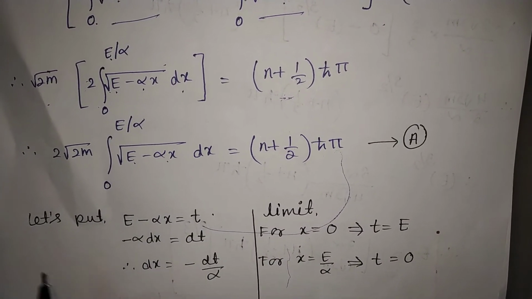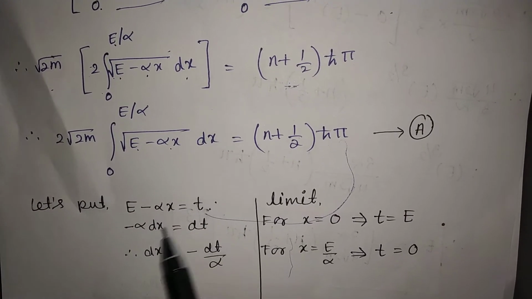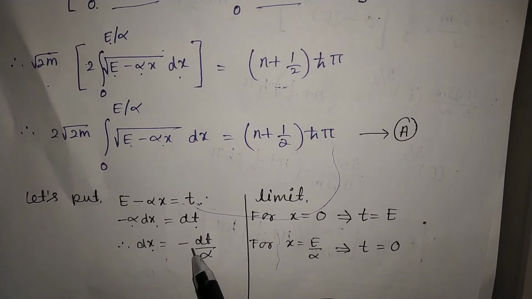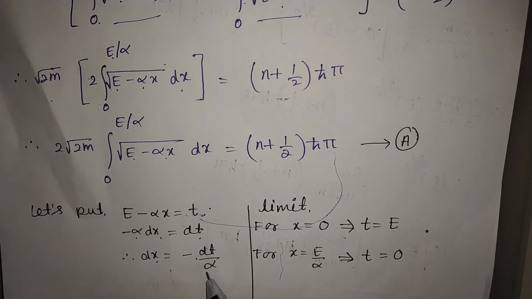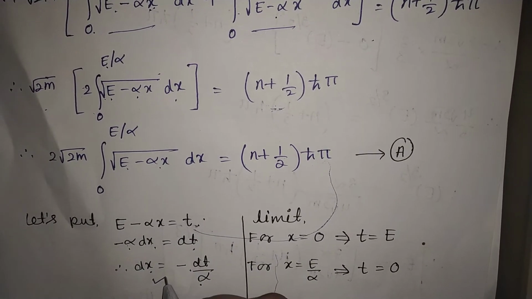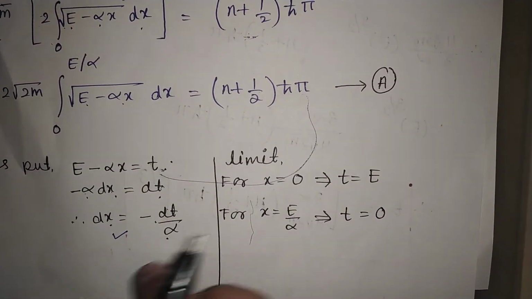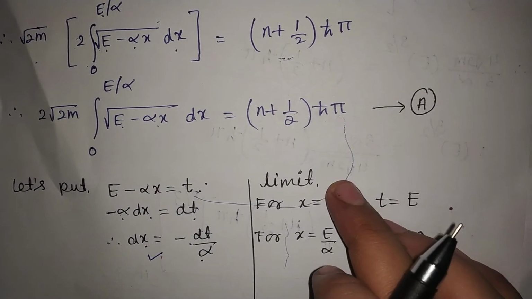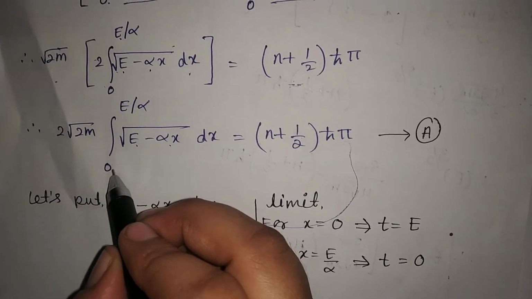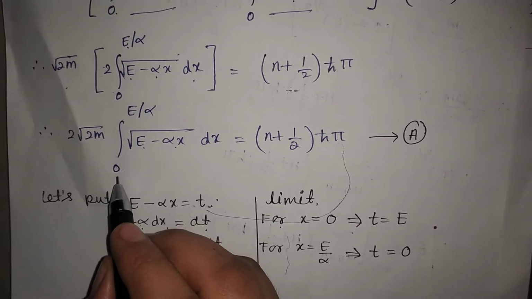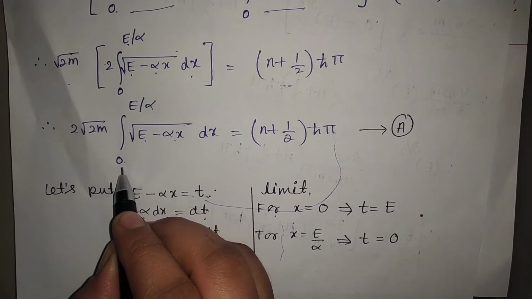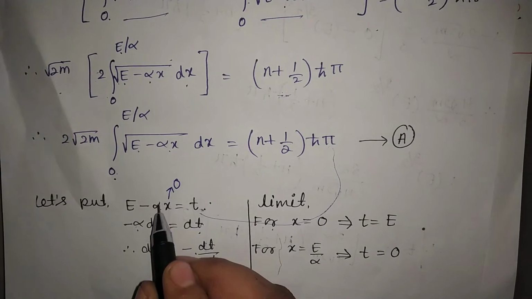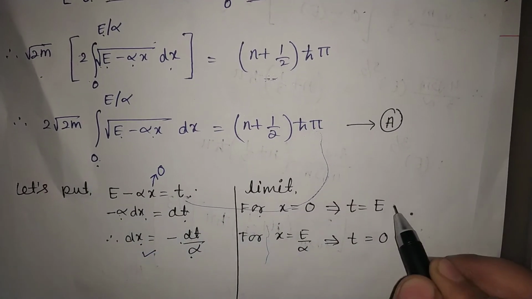Okay. So now if we differentiate this, what we will get here? Minus alpha dx, which equals dt. So dx will be what? Minus dt divided by alpha. This we have got the value of dx. Okay. Now when we take this as t and the dx value is changed, obviously the limit will also change. So here this limit will also change. So for x at 0, when we put the value of x as 0, what we will get as the value of t? Just substitute x as 0. So what we will get? This term becomes 0 and t will be e. Okay.